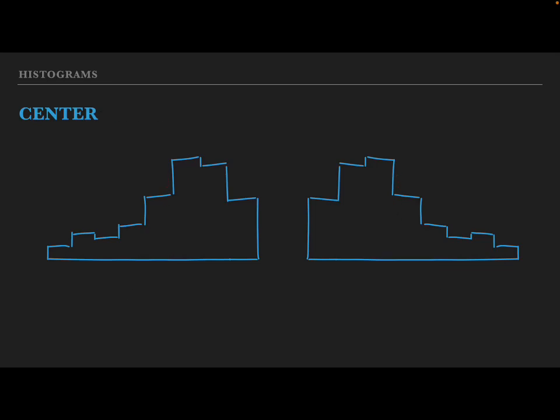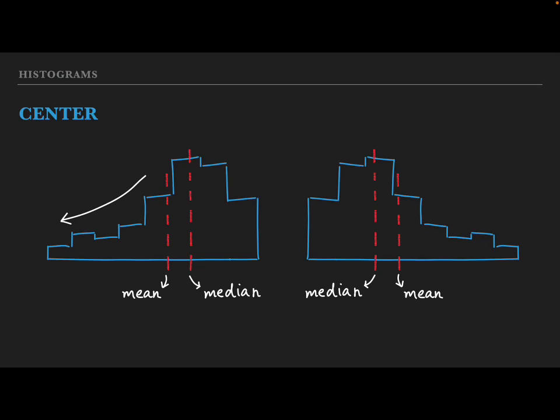Now, if we put down the mean and the median at the same time, notice what happens. In a histogram that is skewed to the left, the mean is more towards the tail than the median. Meanwhile, in a histogram that is skewed to the right, the mean is to the right of the median. And this actually makes sense, since we know that the medians are insensitive to extreme values, but the mean can be easily affected by extreme values on the tails of the histograms.